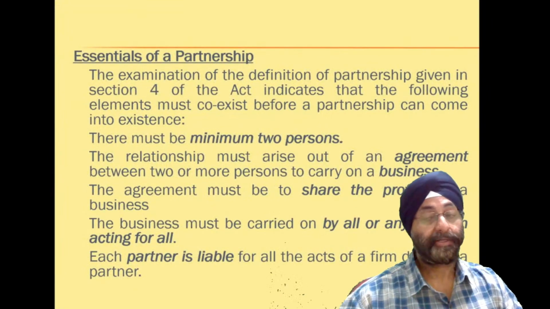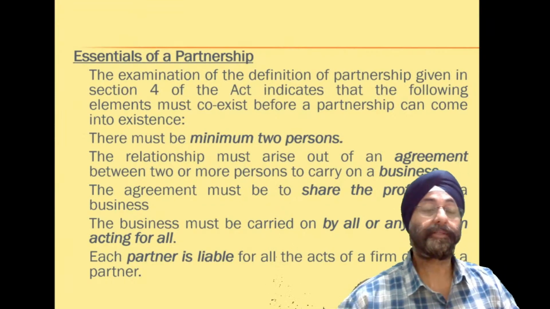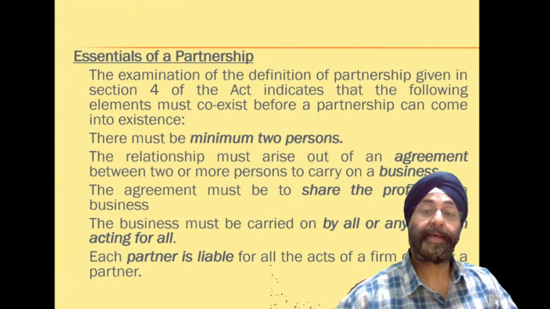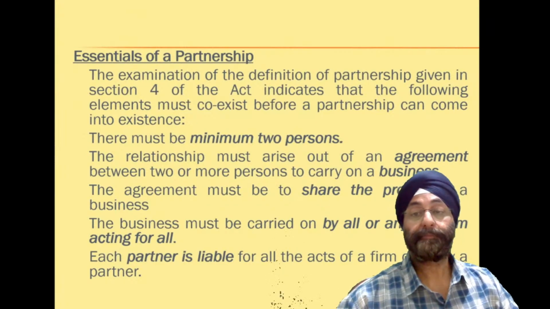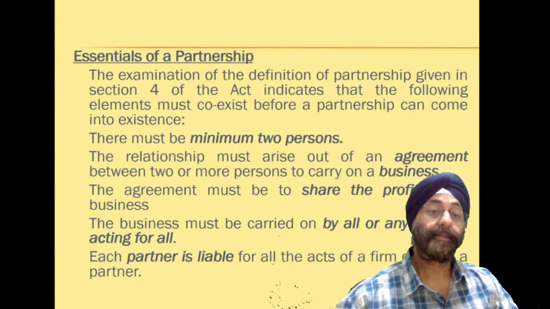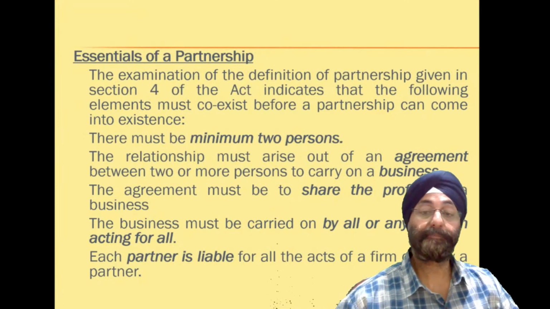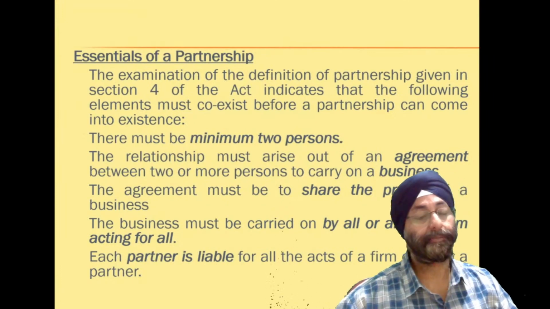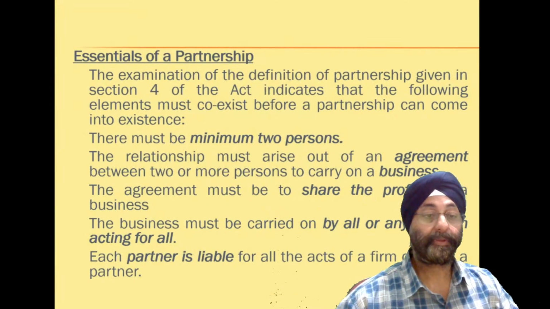Essentials of partnership. The examination of the definition of partnership given in Section 4 of the Act indicates that the following elements must coexist before a partnership can come into existence. There must be a minimum of two partners. The relationship must arise out of an agreement between two or more persons to carry on the business.